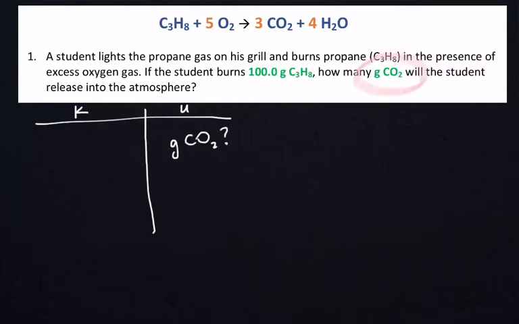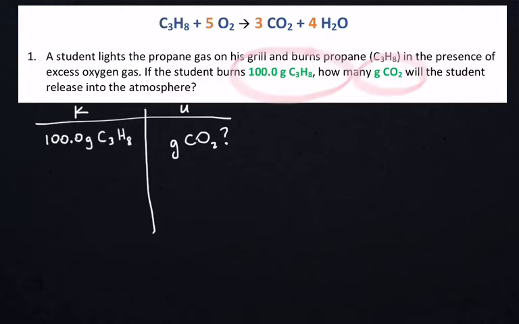What are some of the things that we know? Remember, we're going to need 4 numbers when we're solving gram-to-gram stoichiometry problems. The first number always comes from the problem itself: 100 grams C3H8. So that's something we know, and we're going to put that into our known table.